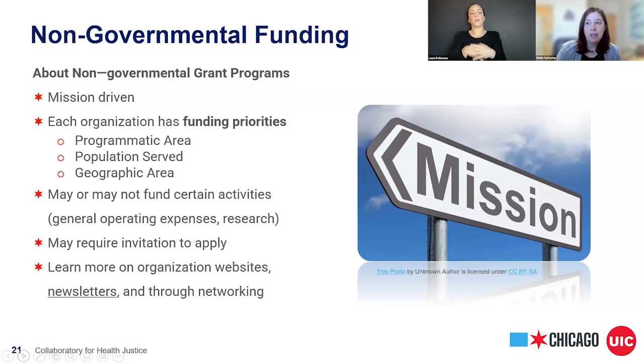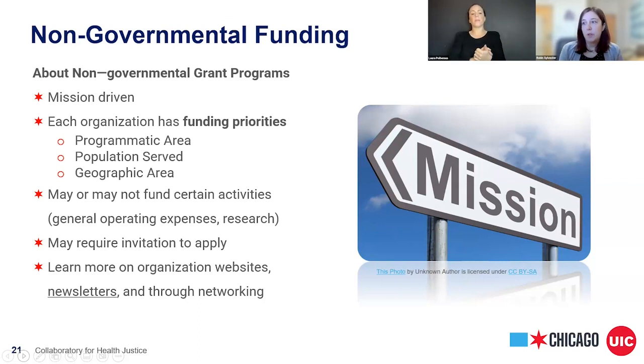So this slide outlines some of the characteristics of non-governmental grant programs. These programs are usually mission-driven and their focus can be very narrow in one area, or they may focus on a few select areas for funding. Their funding priorities are often focused on a programmatic area, population served, or geographic area. And these grant programs may or may not fund certain activities. For example, some nonprofit funders will not fund research, but instead fund direct services such as health clinics.